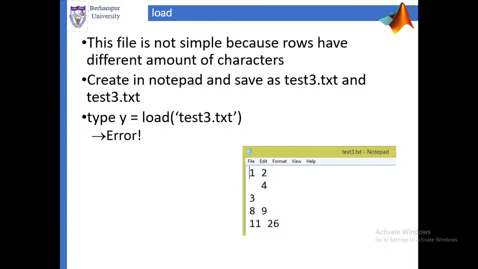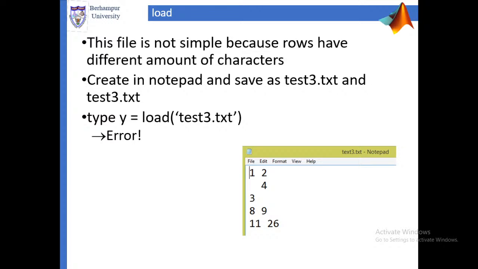Now suppose, as I told you, one of the restrictions is that the size of the matrix in every row must be the same. Now suppose we do not have the same size. Like this, we have created in the notepad a file test3.txt, which is 1, 2, then null, 4, then 3, null, then 8, 9, then 11, 26.